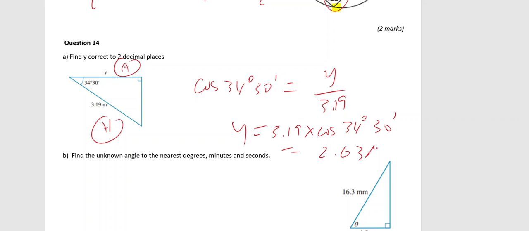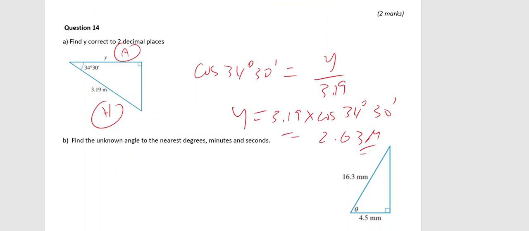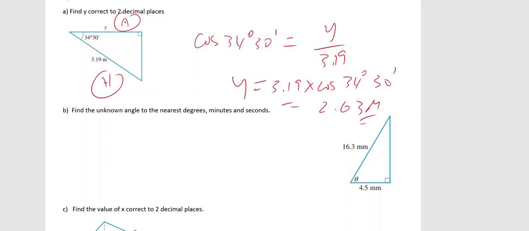Units, please. So meters. Okay, don't forget units. Find the unknown angle to the nearest. Okay, so that's adjacent. That's hypotenuse again. So it's a car scenario.